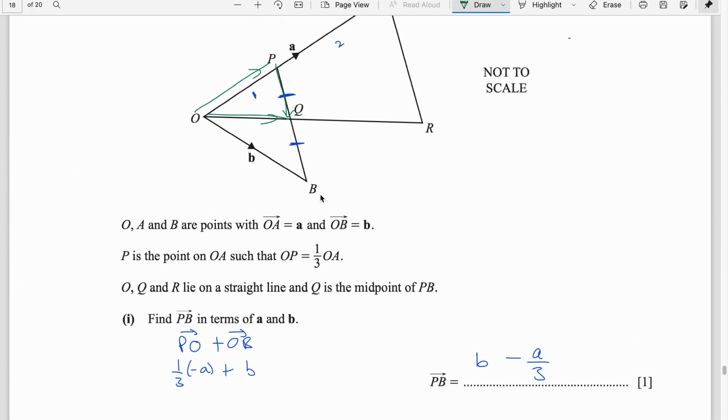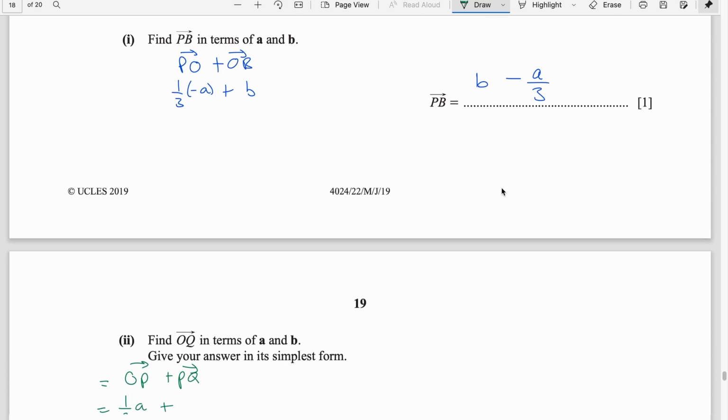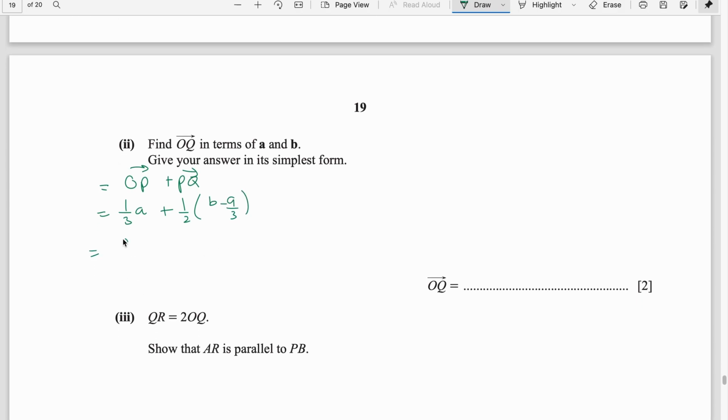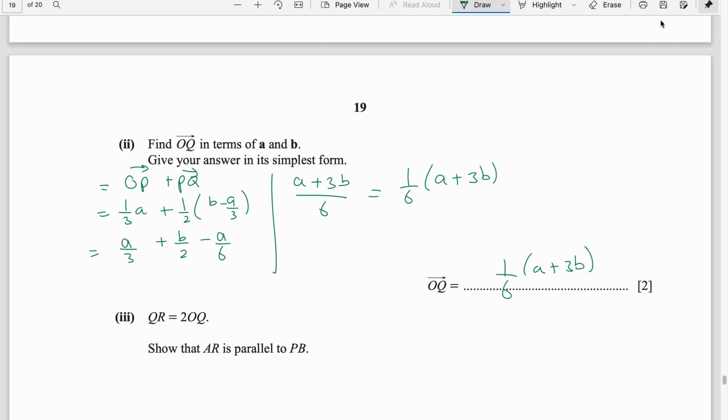Now PQ is half of PB. PB is already there, so half of PB. A by 3 plus B by 2 minus A by 6. And now simplify these. You get A plus 3B over 6. You can take out 6 as common. Makes no difference if you leave it as it is. A plus 3B.